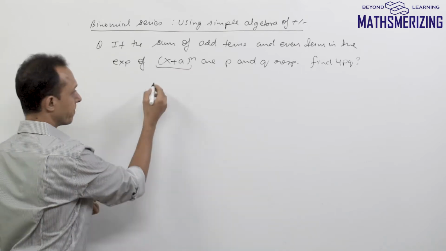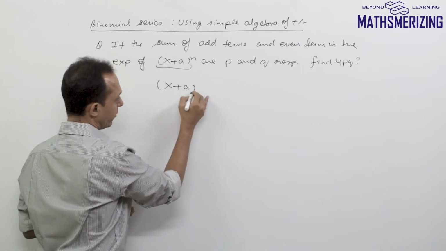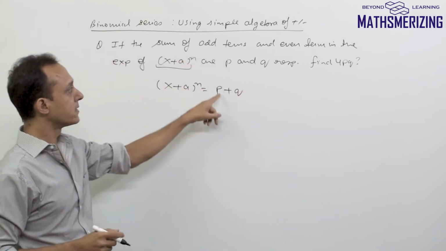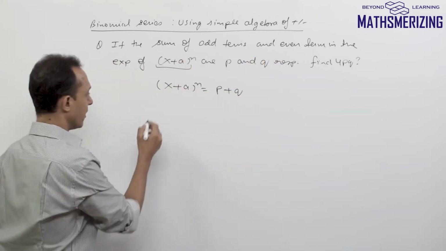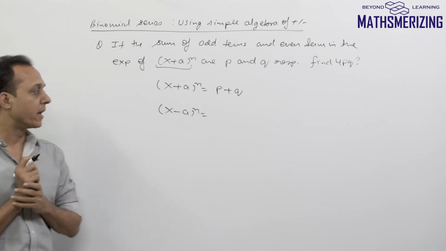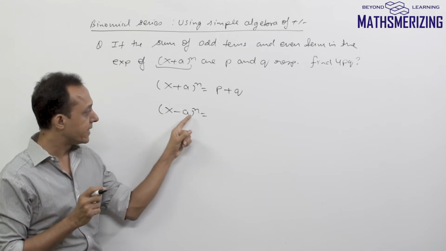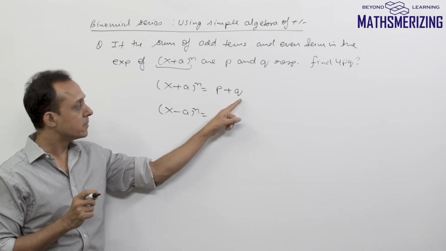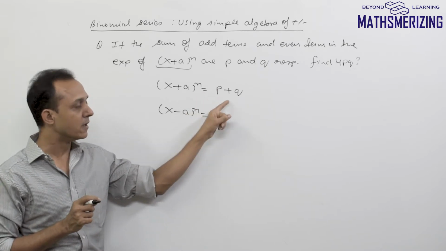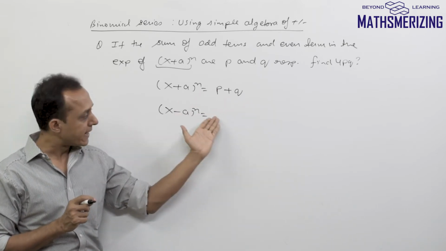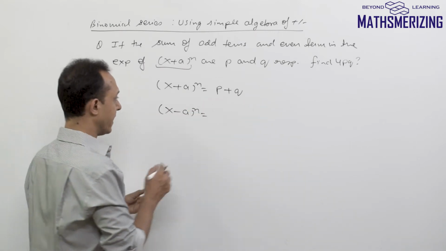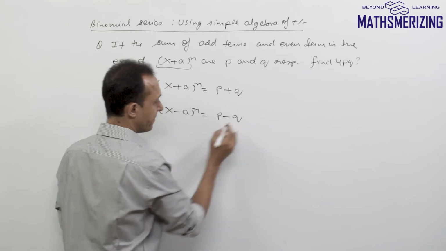So what I know is I can write (x + a)^n as simply p + q, that is, sum of odd terms plus sum of even terms. Now I'll also take (x - a)^n. When I take (x - a)^n, I'll get the same terms but with alternate positive and negative signs. So odd-numbered terms, that is first, third, fifth term, will be positive, and second, fourth, and sixth term will be negative. So I can write (x - a)^n as p - q.